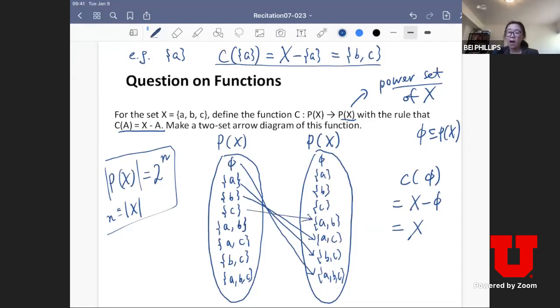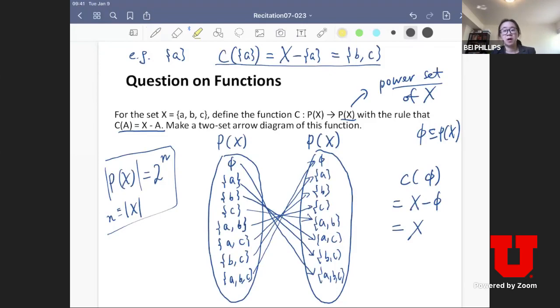So as you see a pattern, what I'm doing is I'm matching an element in the domain to an element in the codomain. And in this case, the relation between an element in the domain and its image in the codomain is a set difference. So if I keep going, AB is going to map to C, AC is going to map to B, BC is mapped to A, and ABC is going to map to empty set.